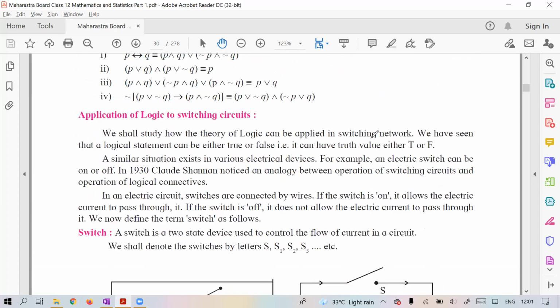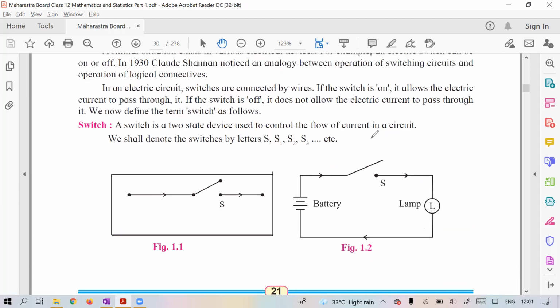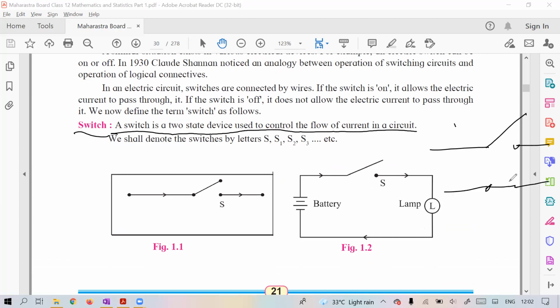So what is a switch? You can relate it to your house. When you switch on, the bulb goes on, and if you switch off, it goes off. So a switch is a two-state device used to control the flow of current in a circuit. Okay, so on and off: this is the off situation, and this is the on situation.